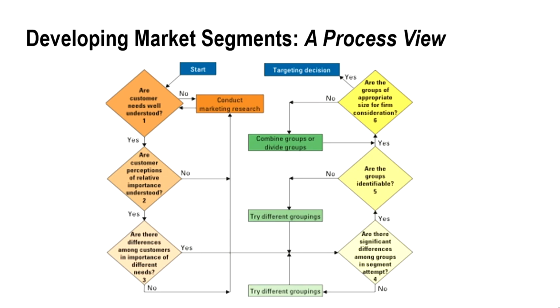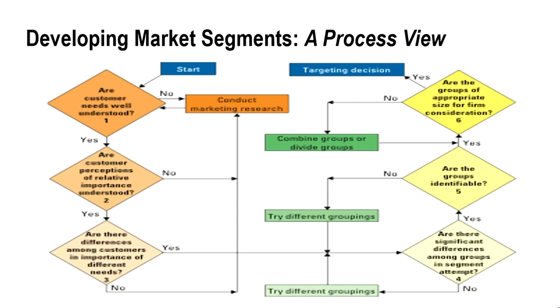And then we can look at this particular chart, which is a kind of flow chart, where we can start with our customer. So, developing a market segment, if we want to take a process view using the flow chart method, then an example is in front of you. So, we start with our customers' needs well understood. If the answer is no, then we again go back to the market research and market investigation.